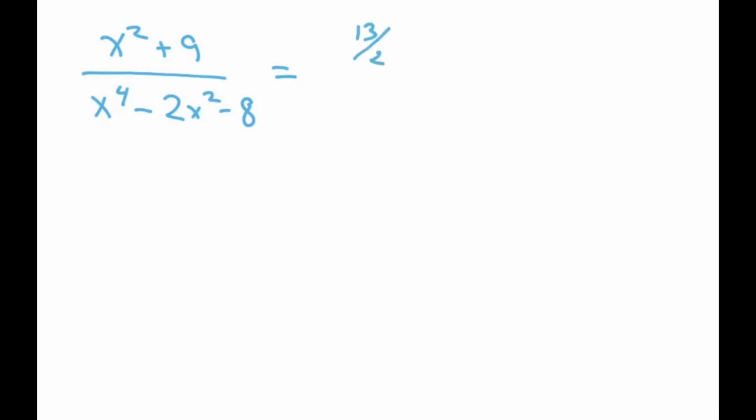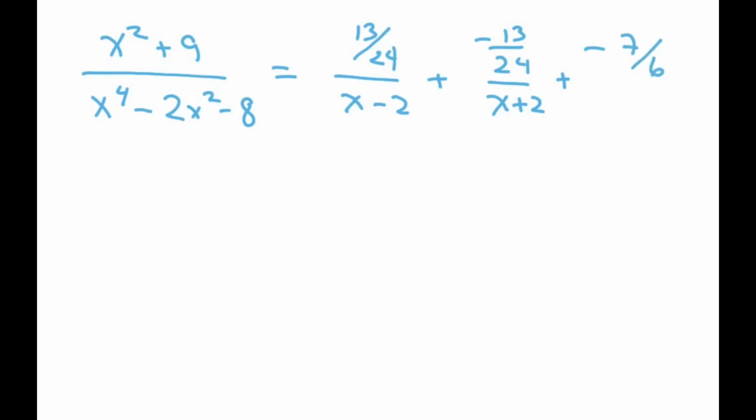If I write it all out again, I have x squared plus 9 divided by x to the 4th minus 2x squared minus 8 equals a, which is 13 over 24, divided by x minus 2, plus negative 13 over 24 times x divided by x plus 2, plus negative 6 divided by x squared plus 2, because this was cx plus d, but our c was 0, so that's why you get that. And that's all.